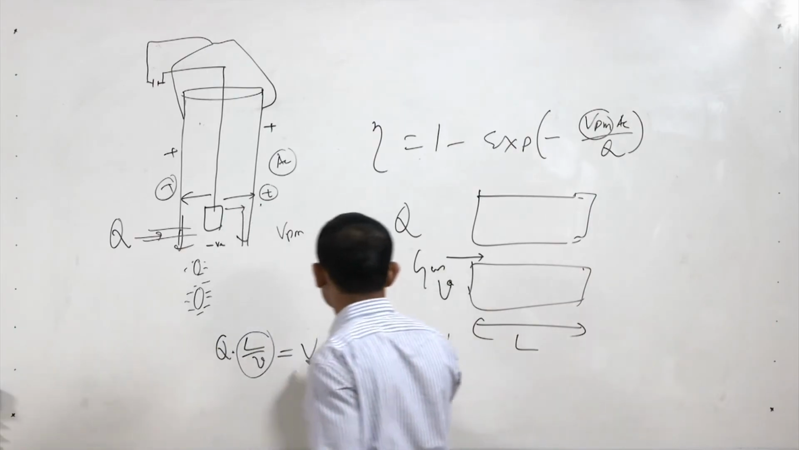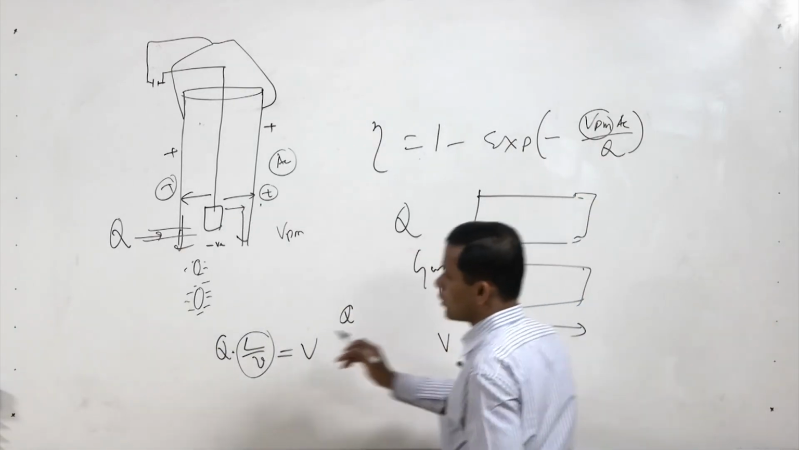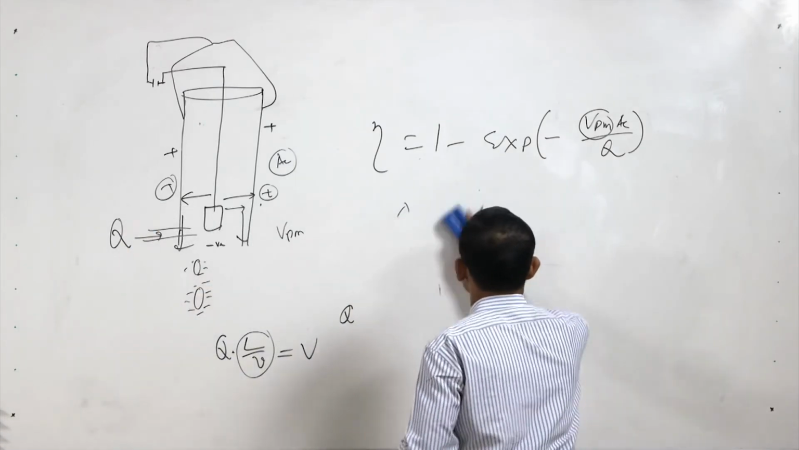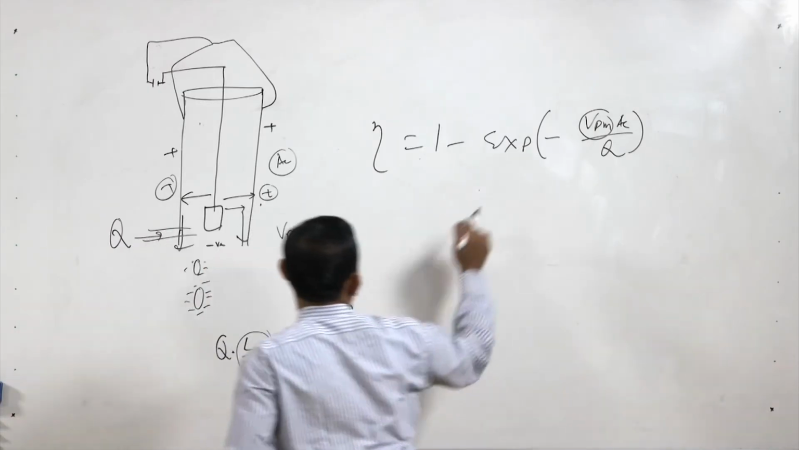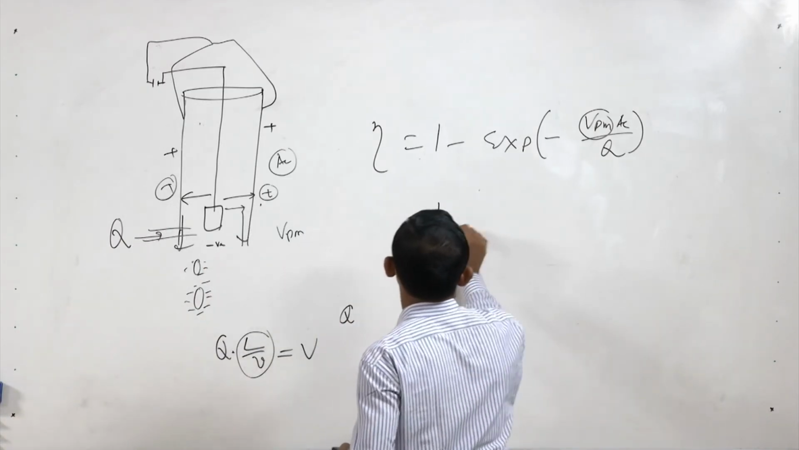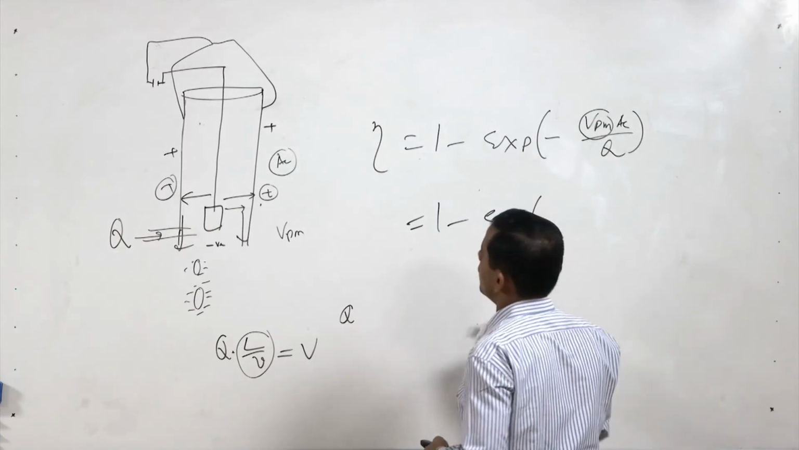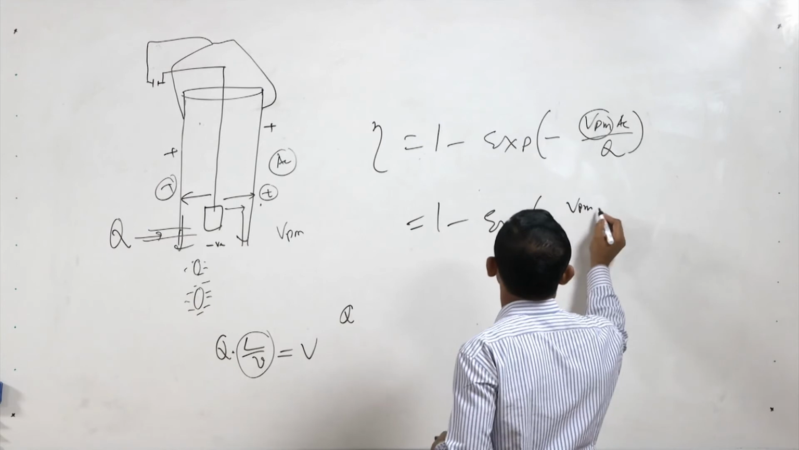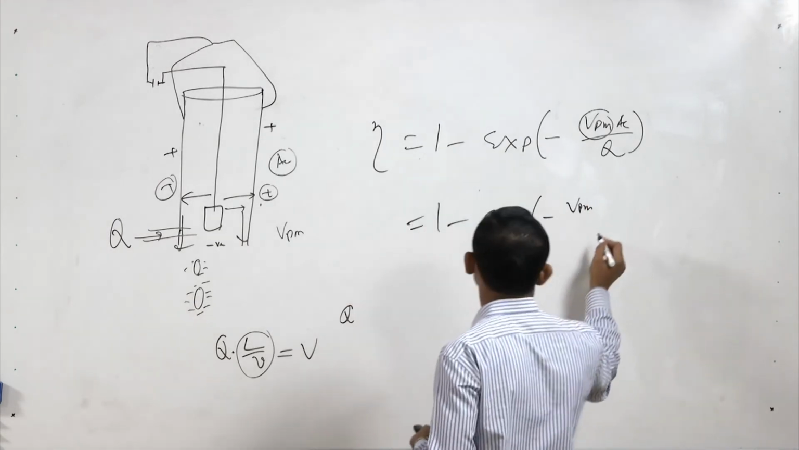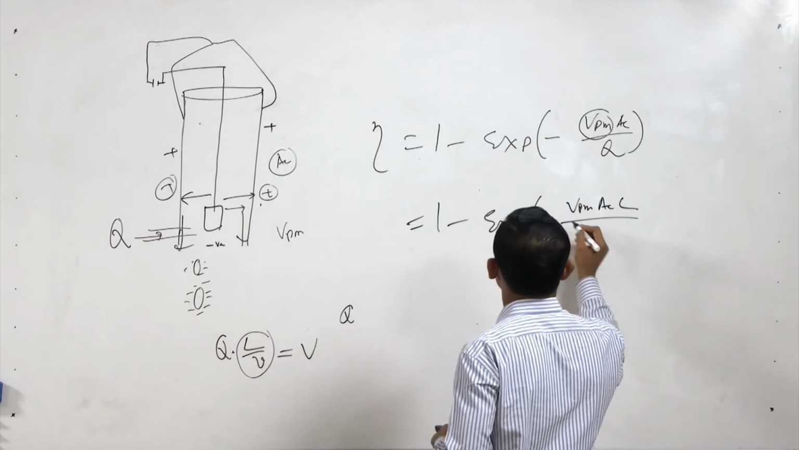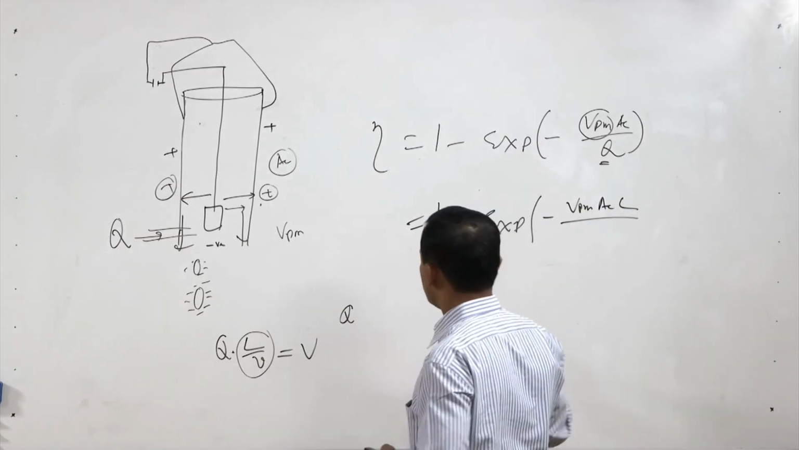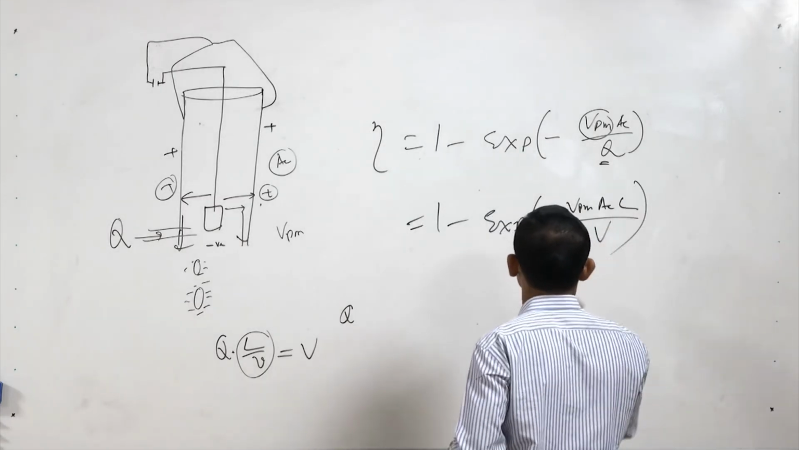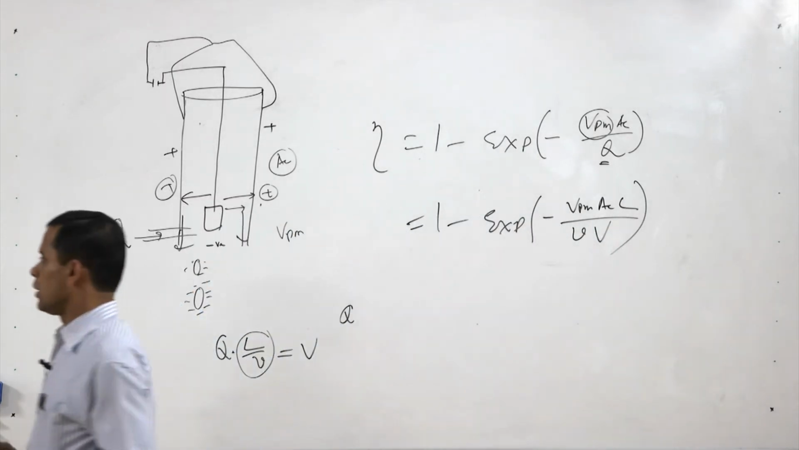If we replace this expression of Q here, we get eta equal to 1 minus exponential of minus Vpm into AC, where L divided by Q is replaced by v divided by capital V. So, this is the efficiency.